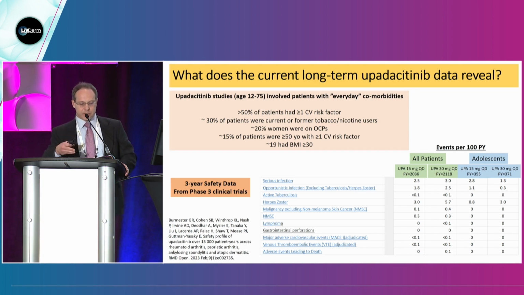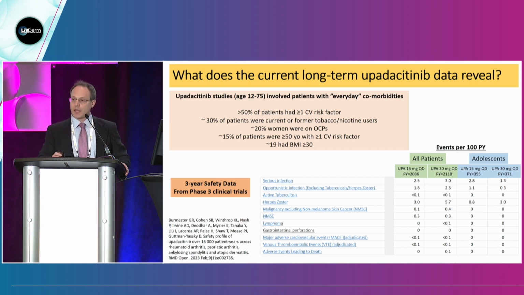I'll just bring your attention down to active tuberculosis, less than 0.1 across the board, 0 in adolescents. If you look at gastrointestinal perforations, that's 0 across the board. You look at lymphoma for the low doses, it's basically 0 across the board other than all patients, 30 milligrams daily. There's a less than 0.1 events per 100 patient years. And then you look at MACE, venous thromboembolism, again, in the all patients, less than 0.1 events per 100 patient years. In adolescents, it's 0.